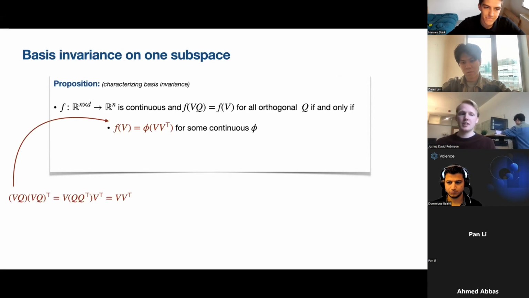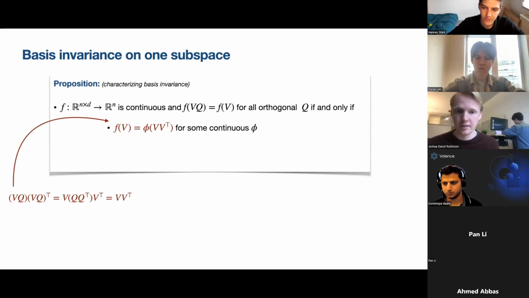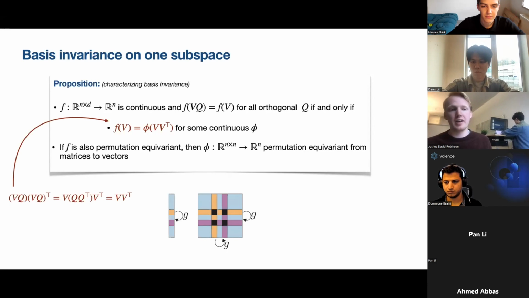The invariance to the orthogonal matrix comes immediately from the outer product structure. If you take the outer product of VQ with itself, simple matrix algebra shows that this is the same thing as VV transpose. But it turns out that processing this outer product matrix with some phi is all that's necessary in order to parameterize this function f. If additionally we want f to have permutation equivariance, then all this requires is that phi is also permutation equivariant as a function from matrices to vectors.